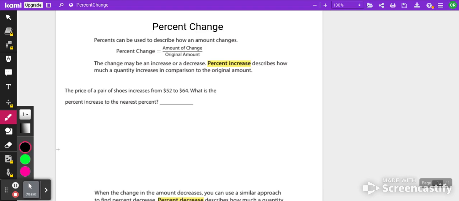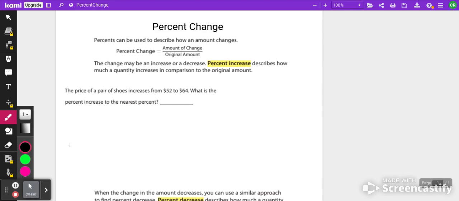The change may be an increase or a decrease. The percent increase describes how much a quantity increases in comparison to the original amount. So this is the kind of problem that you're going to see. It says the price of a pair of shoes increases from $52 to $64. What is the percent increase to the nearest percent?